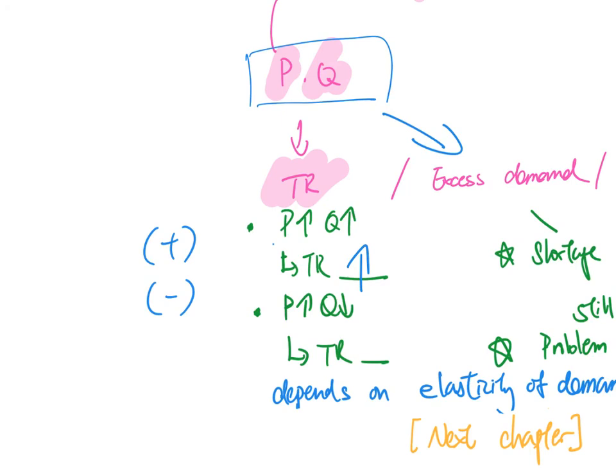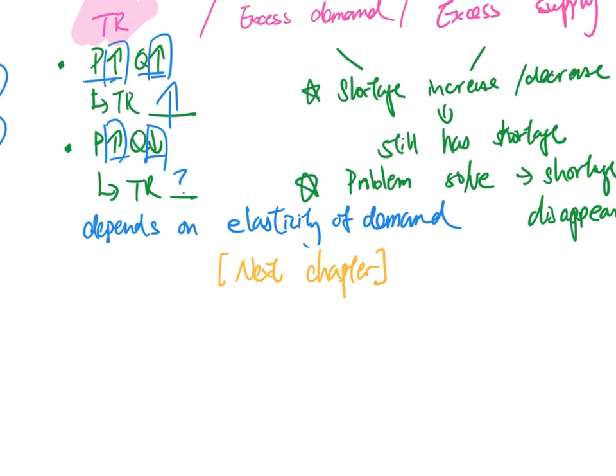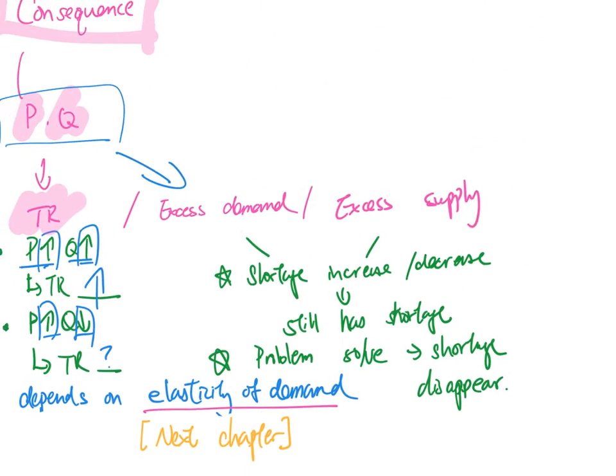For example, if demand increases, then price and quantity will increase. So total revenue increases because both of them increase. But if the price increases and quantity decreases, they go in different directions, so total revenue is unknown. In this case, we have to refer to the elasticity of demand. Okay, next chapter we will talk about that.